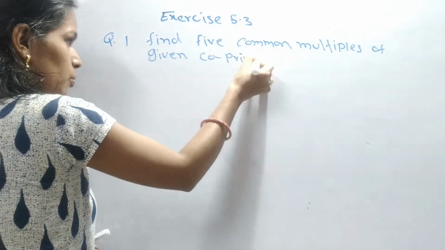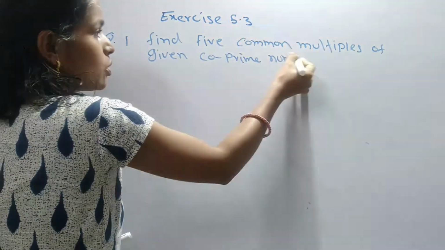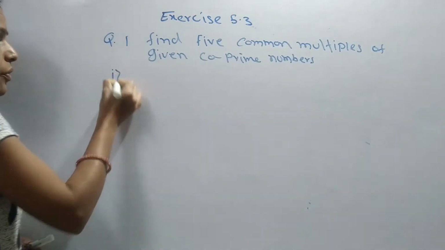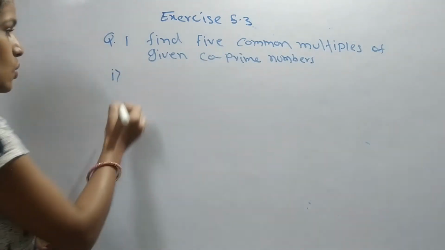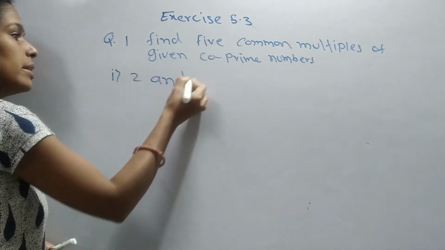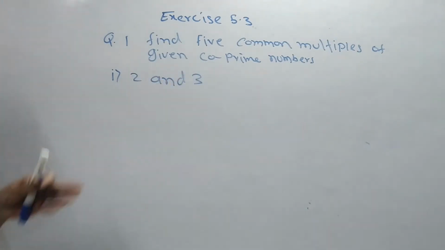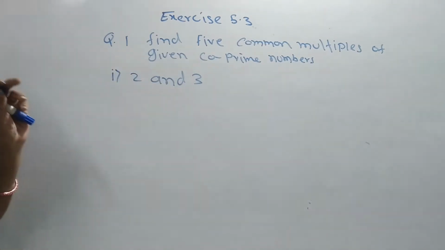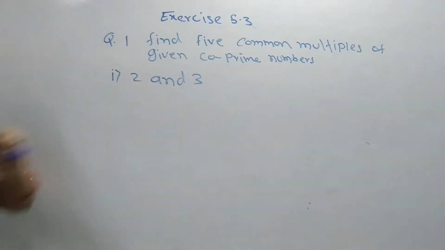We know what co-prime numbers are. The numbers are said to be co-prime if they have only one common factor. The first pair given to you is 2 and 3. We know that 2 and 3 have only 1 as a common factor. Factors of 2 are 1 and 2, and factors of 3 are 1 and 3. 1 is the only common factor in these two. So 2 and 3 are co-prime numbers.